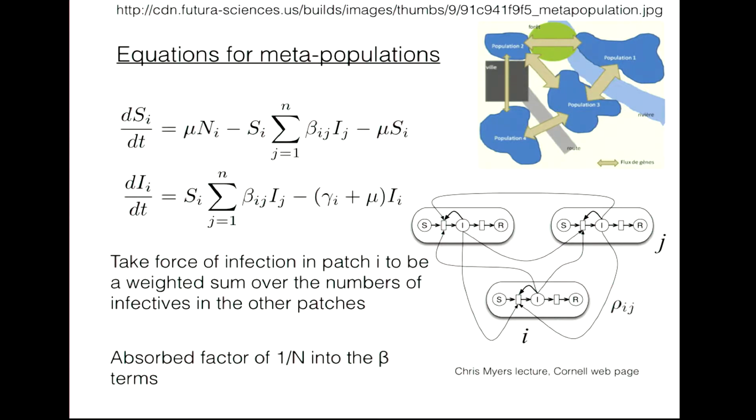But here are the equations that you would write down for S and I in terms of a single SIR model. And this is just the picture of each separate compartment and the interaction between these compartments. So this arrow here is infected people in this compartment infecting other people in the same compartment. But these longer distance arrows are infected people here infecting susceptible people in another compartment. Okay. So the force of infection in patch i is the weighted sum of the numbers of infectives in the other patches, and we've absorbed the factor of 1 by N into the beta terms, which we can do anyway.